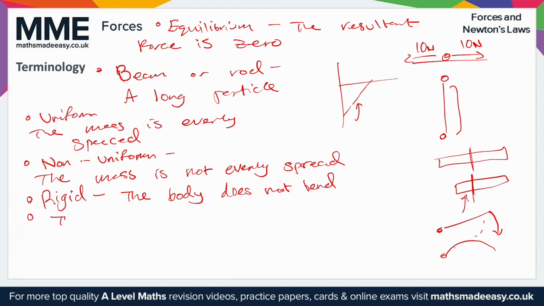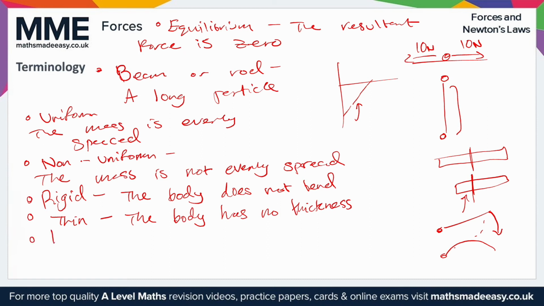So next is thin. This means the body has no thickness. And you'll quite commonly hear this when you have particles connected with a string or a rope or something like that. They might say a thin, light, inextensible string or something along those lines. It's just the body has no thickness, i.e. we don't need to worry about it.